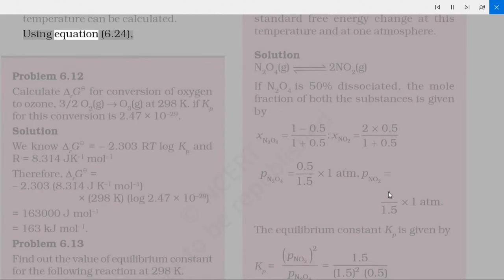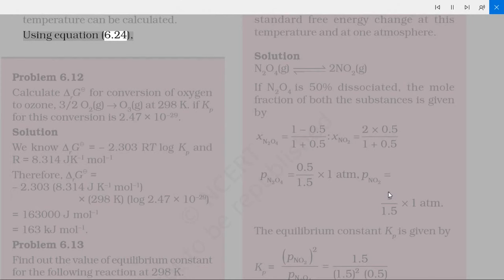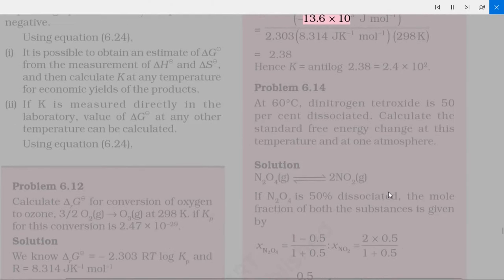Using equation 6.24, ... 303, 314, 298, 3 times J mol⁻¹ K⁻¹ mol. log K = 2.38, hence K is equal to antilog 2.38, which is equal to 2.4 times 10².